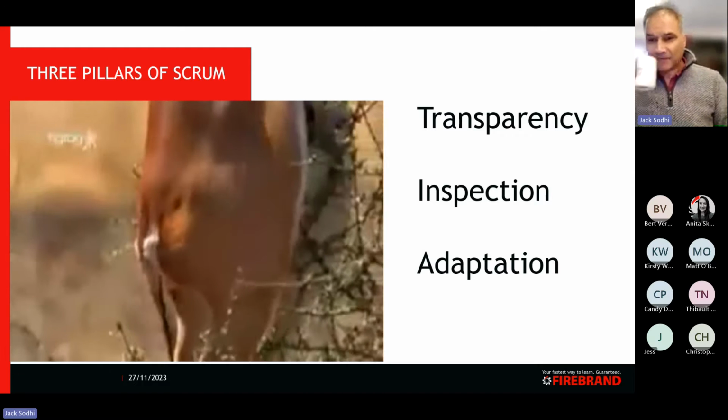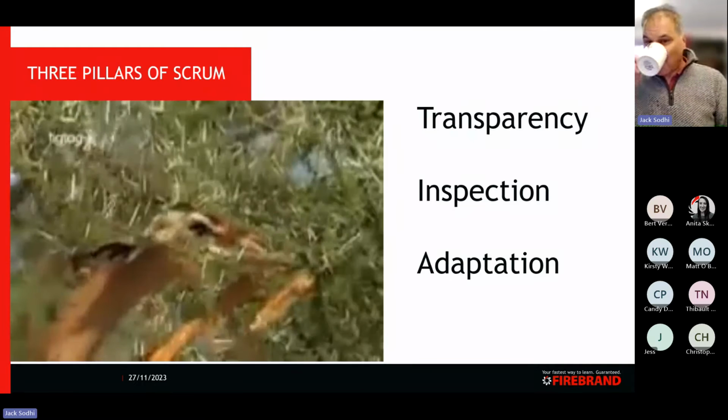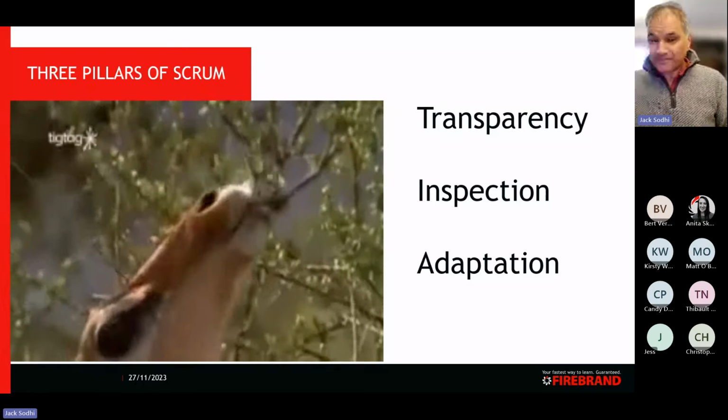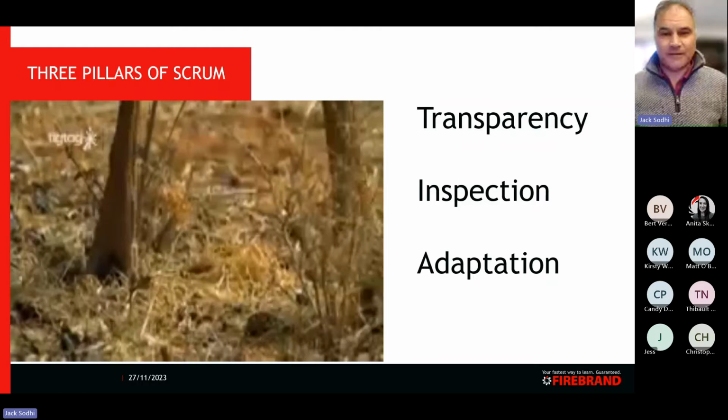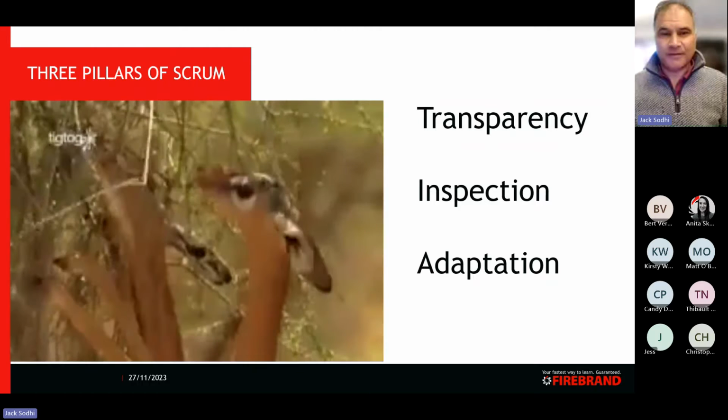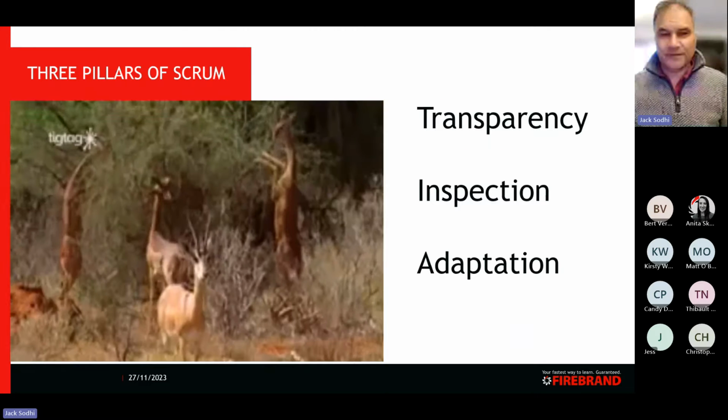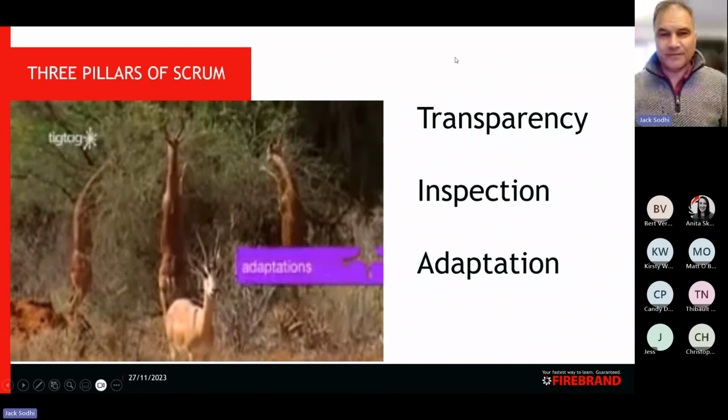The hip joints, slender head, and bendy tongue all help the gerenuk survive in its environment. Features that help organisms survive are called adaptations.